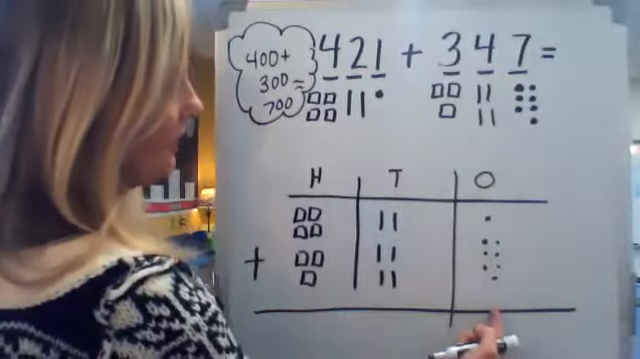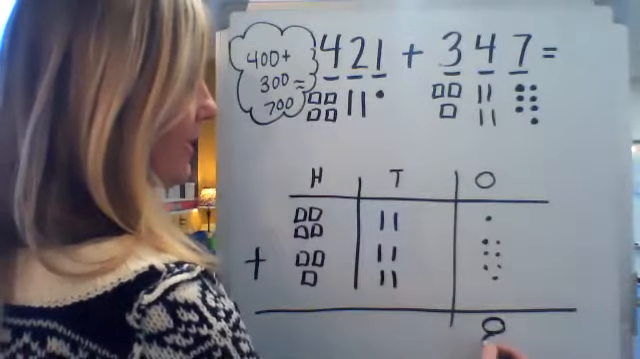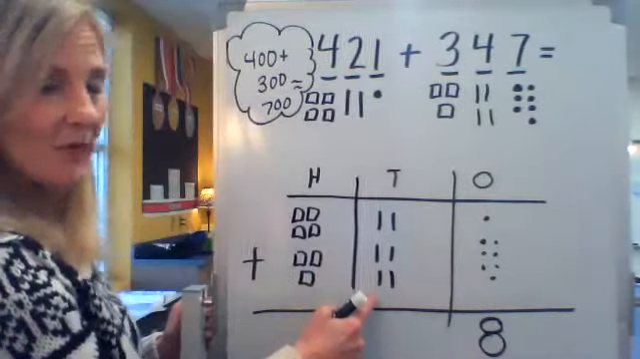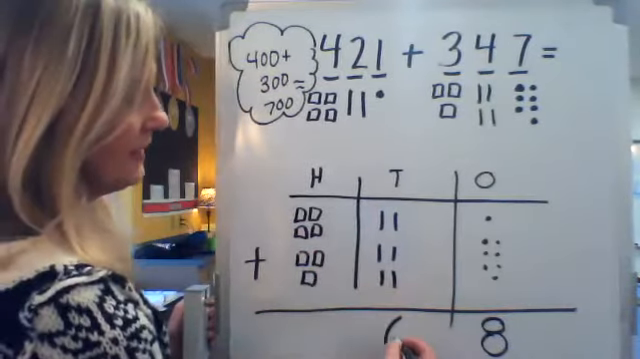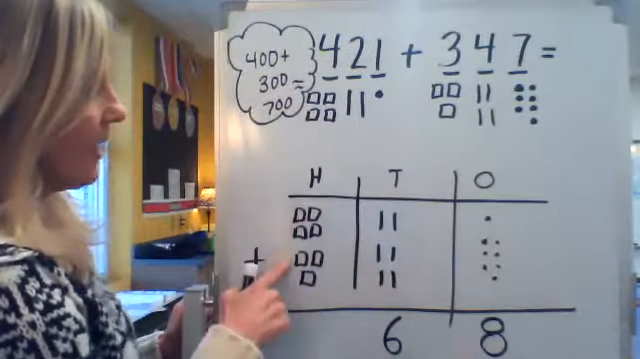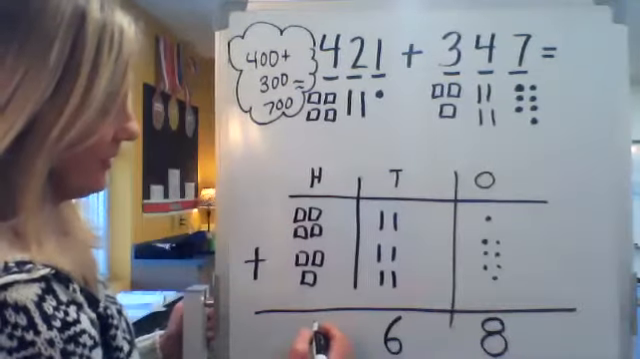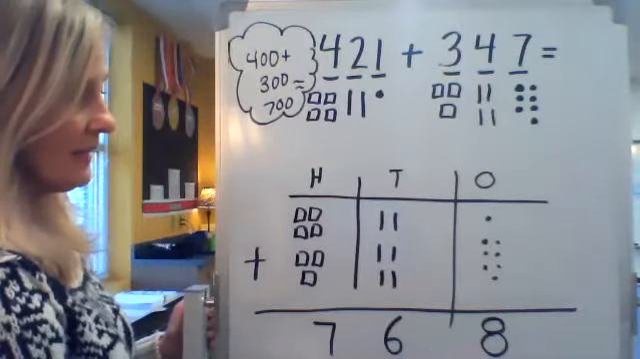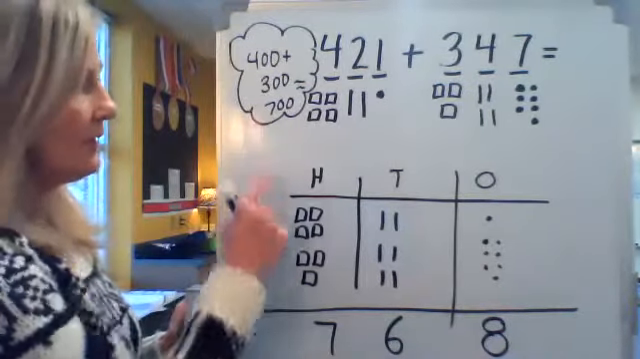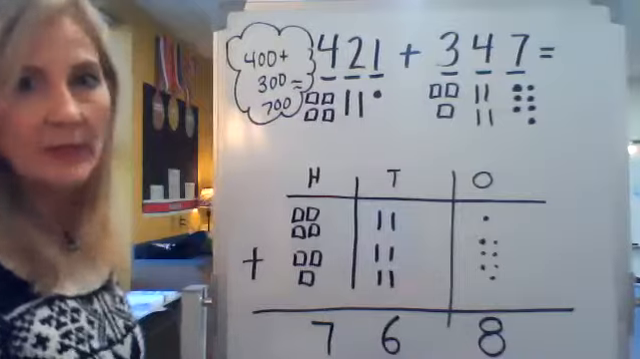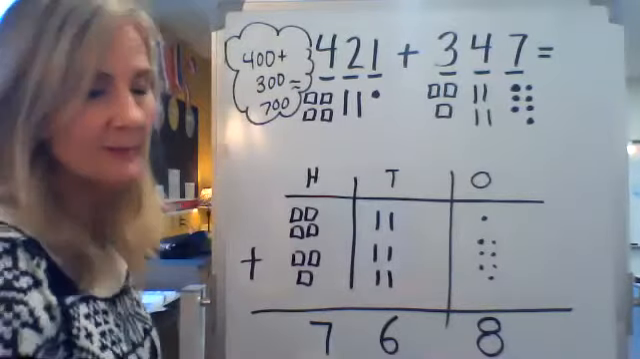So how many ones do I have altogether? 7 plus 1 more is 8 ones. How many tens do I have altogether? 2, 4, 6. 6 tens, which makes 60. And how many hundreds? 4 plus 3 hundreds is 700. So my final answer is 768. And that's also in the 700s, fairly close to my estimate. So I feel pretty comfortable about that one.